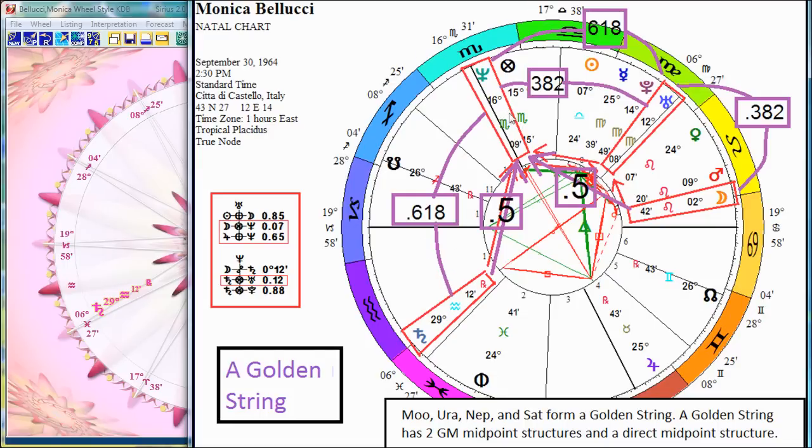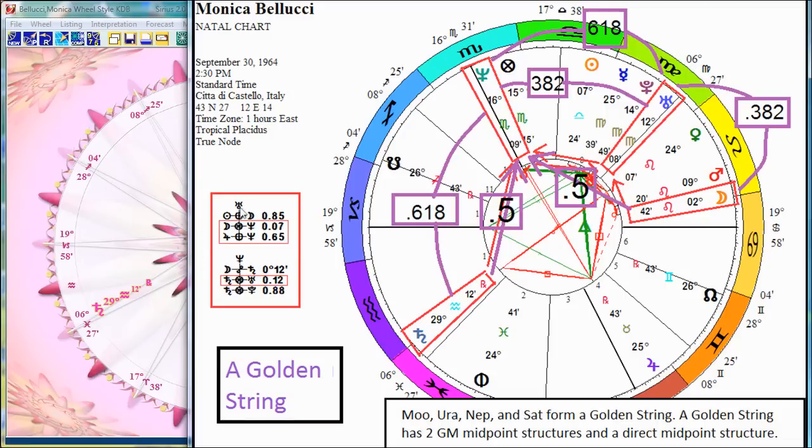But remember, there are two golden mean midpoints, and the planets must be at golden mean midpoints that result in the angular distances becoming increasingly larger. So that's the key to the golden string, is that you have two consecutive golden mean midpoint structures. Uranus is at the golden mean midpoint of Moon Neptune, and Neptune's at the golden mean midpoint of Saturn and Uranus, but they must also be in an order that makes the angular distances increasingly larger.